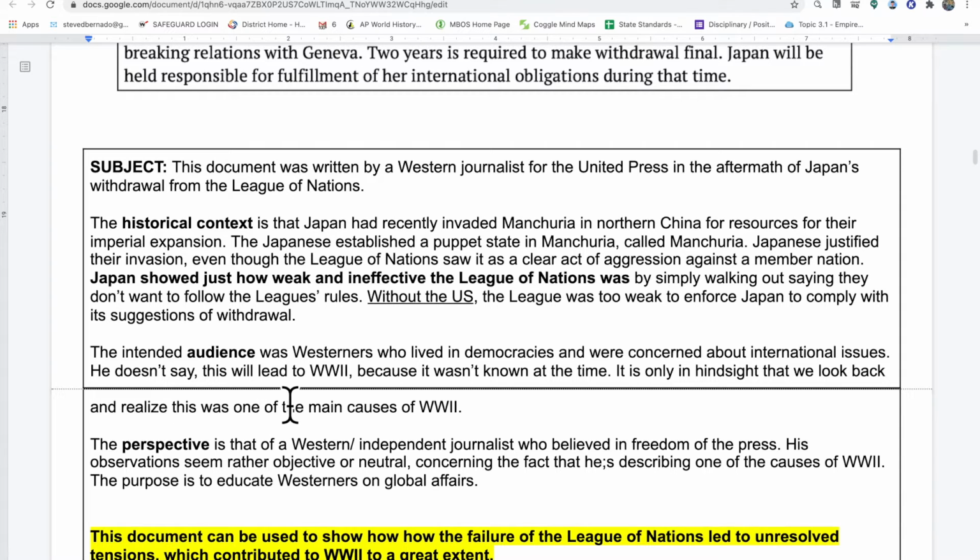The intended audience was Westerners who lived in democracies and were concerned about international issues. He doesn't say this will lead to World War II because it wasn't known at the time. It is only in hindsight that we look back and realize this was one of the main causes of World War II.